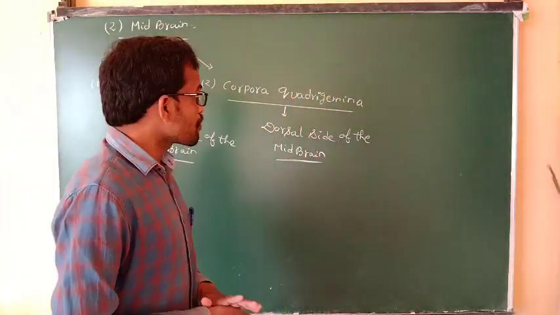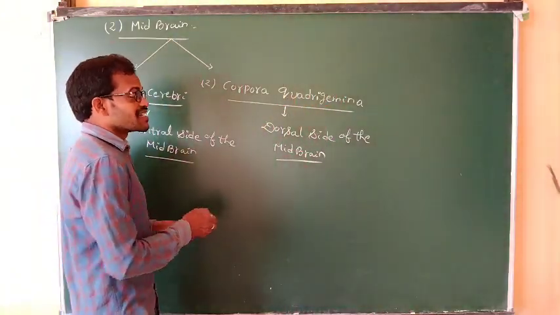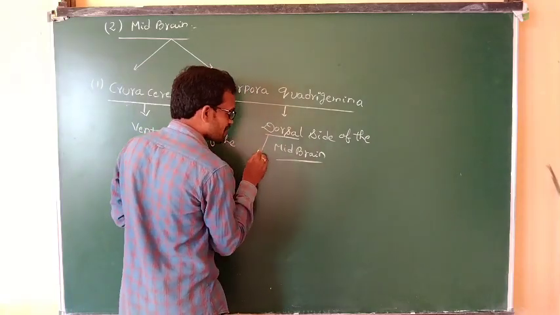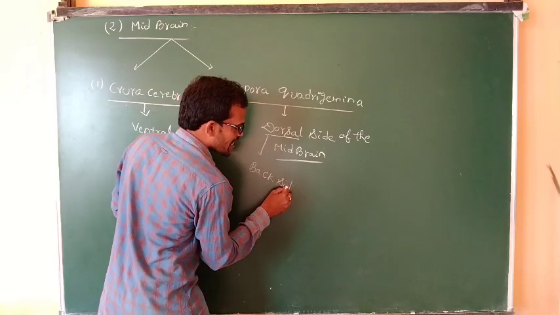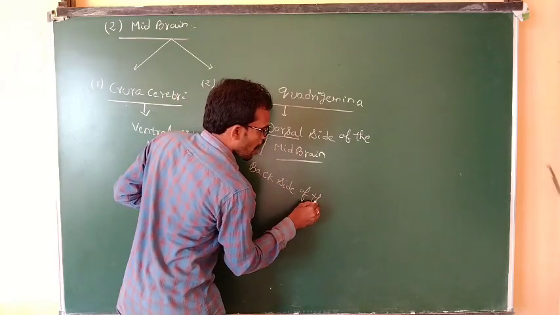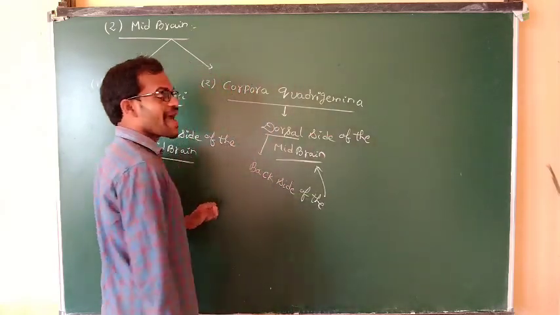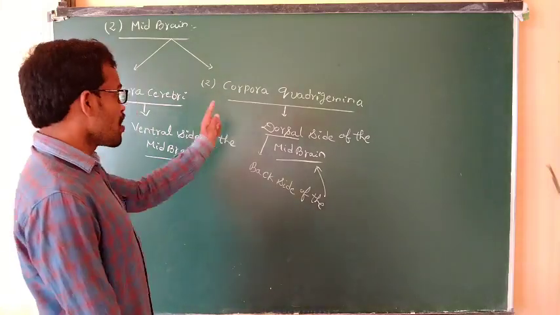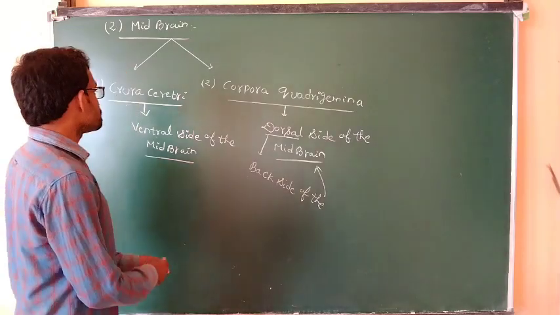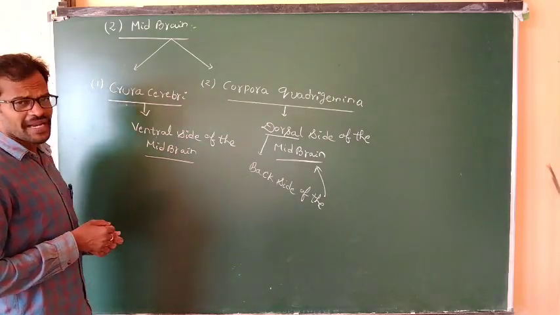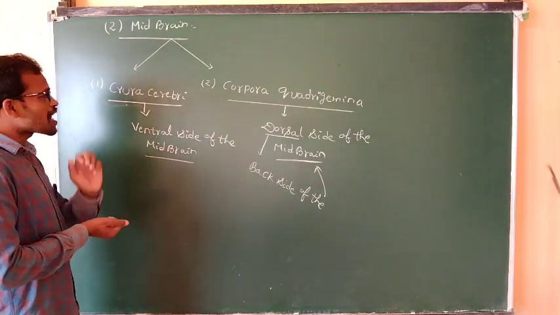What is the second part? Corpora quadrigemina, on the dorsal side. What is the meaning of dorsal? Dorsal means the back side of the midbrain. It consists of corpora quadrigemina. The first part of the midbrain is the crura cerebri.